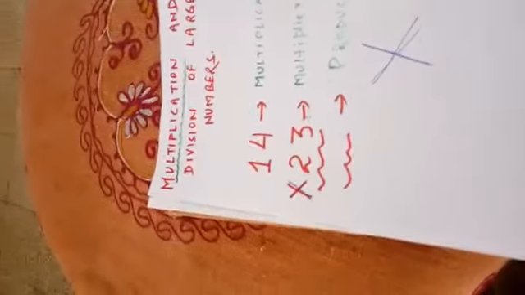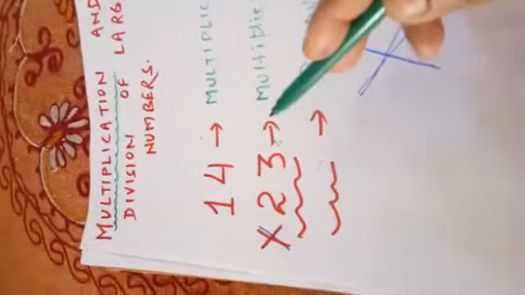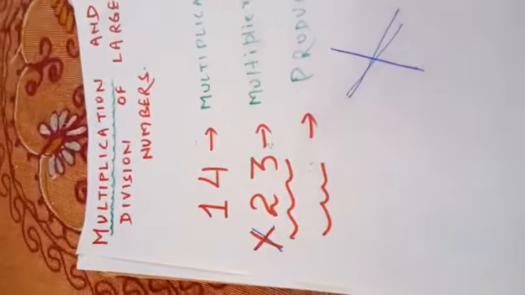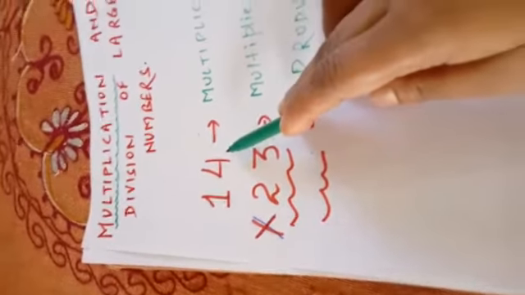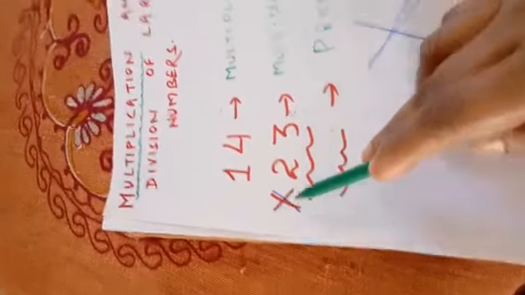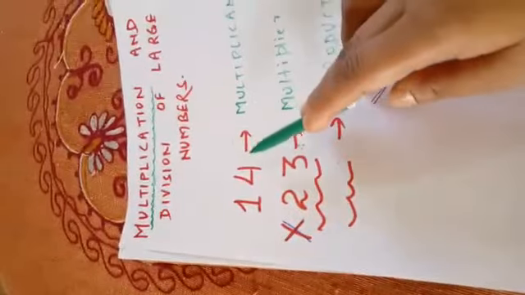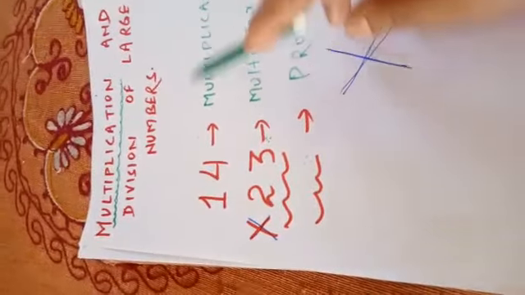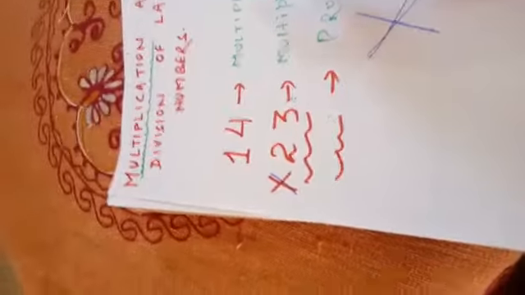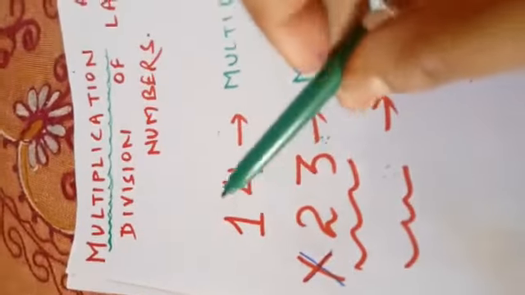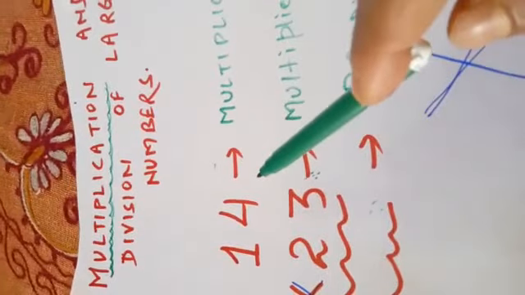Now children, I am going to start the multiplication of the large number. So here children, this is the format of the multiplication. The first digit, that is 14, then a multiplication sign, and below the 14, 23 is written. 14 is the multiplicand. What is the multiplicand? The number which is to be multiplied is called multiplicand.